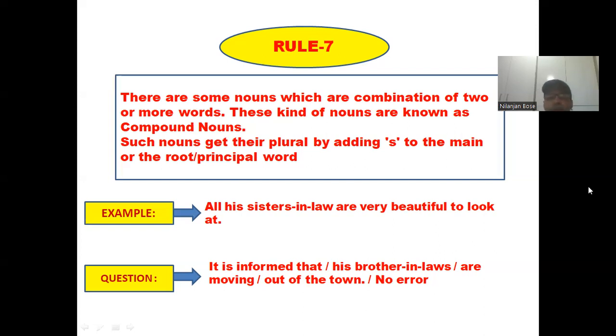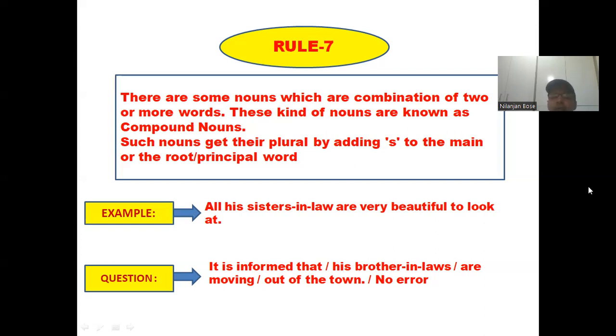Now here is a question for you. You have to find out in which portion the error lies. It is informed that his brother-in-laws are moving out of the town. Now, you just focus on the second portion, that is his brother-in-laws. More than one brother-in-law is existing.